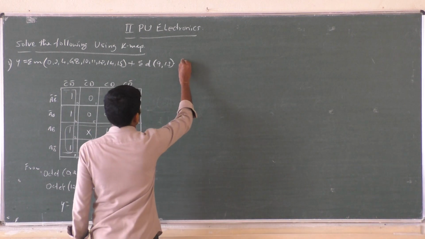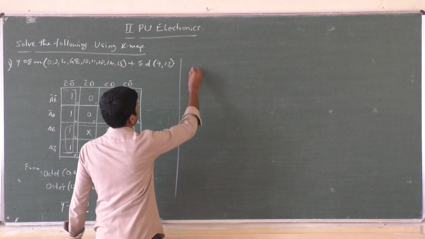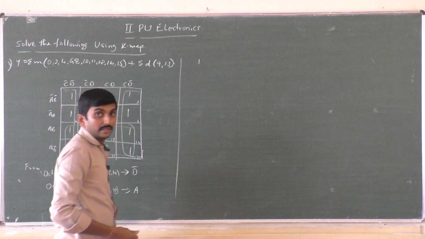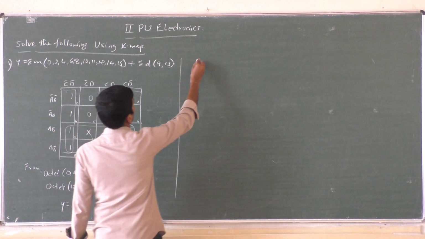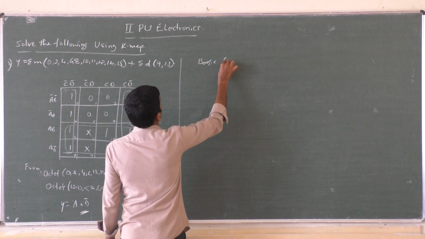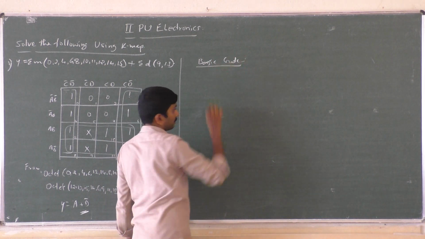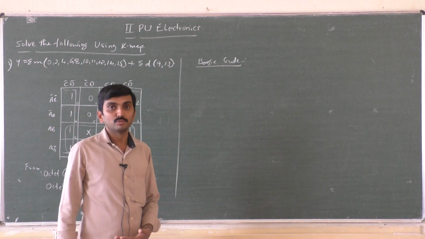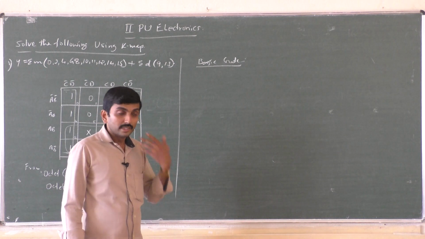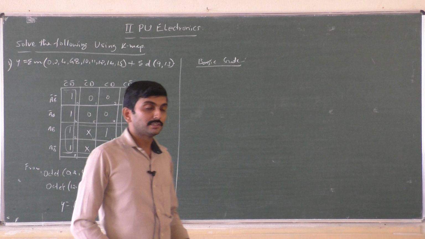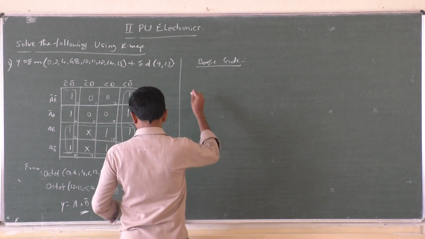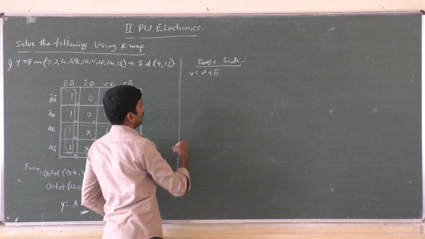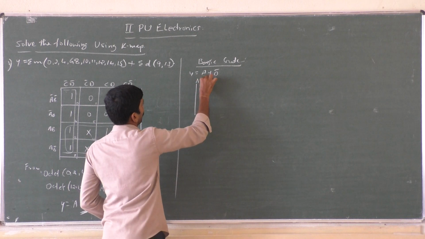Okay, the drawing of the simplified Boolean expression using basic gates. I write only the basic gate version. You should understand that basic gate means the implementation of the simplified Boolean expression into its basic gate version. We have only 2 variables, Y equals A plus D bar. We have 2 variables, so it is enough to draw 2 lines.